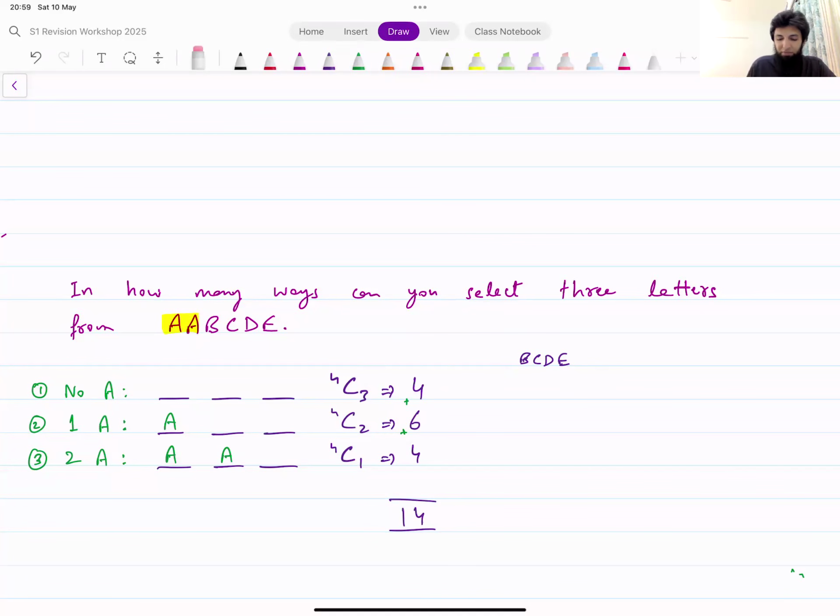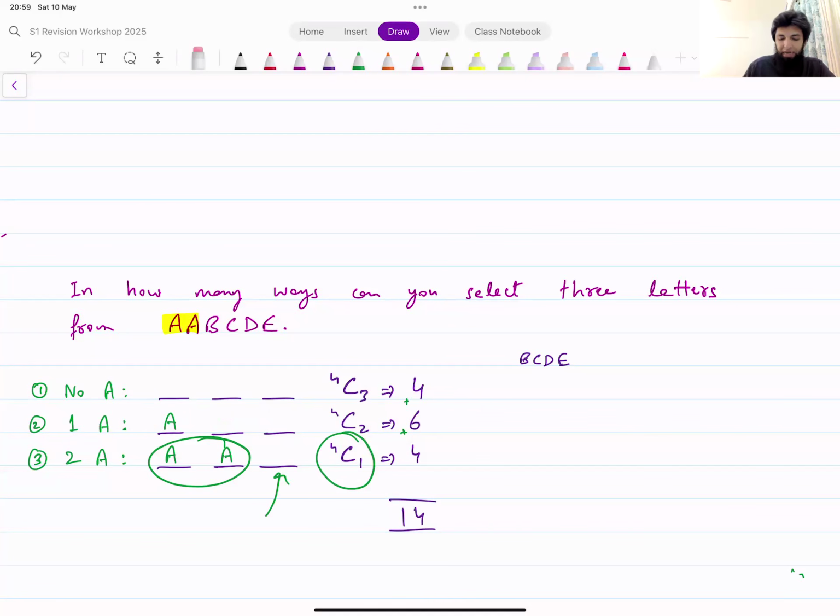The second possible case would be that there is 1A. So 1A is selected. Now for the remaining 2 places, we've got 4 options. So 4C2, that's 6. And then the third possible case could be that we have 2 A's. So we have 2 A's here. And then for the third place, we've got 4C1 options.